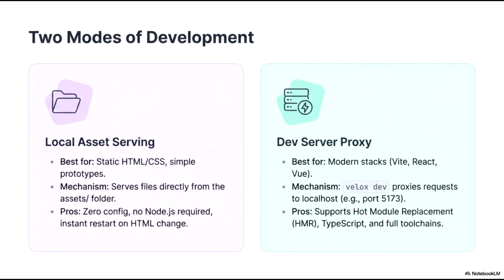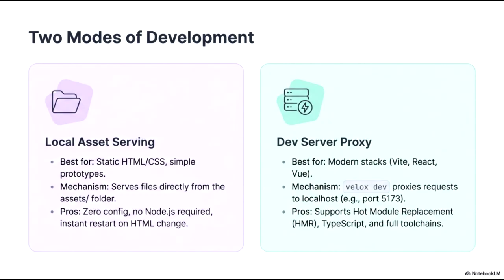There are two primary modes of development to choose from, depending on your project's requirements. The first is local asset serving. This is ideal for static HTML and CSS projects or simple prototypes. The mechanism is straightforward, serving files directly from the assets folder. This approach provides a zero configuration experience with no Node.js requirement and an instant restart whenever you change an HTML file.